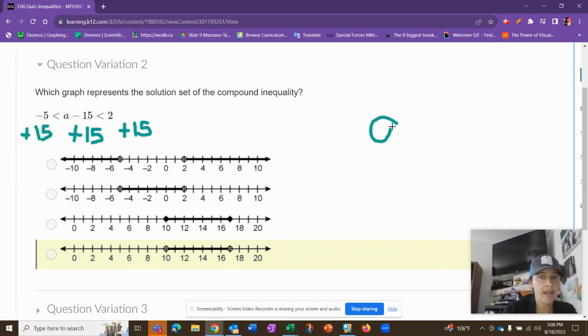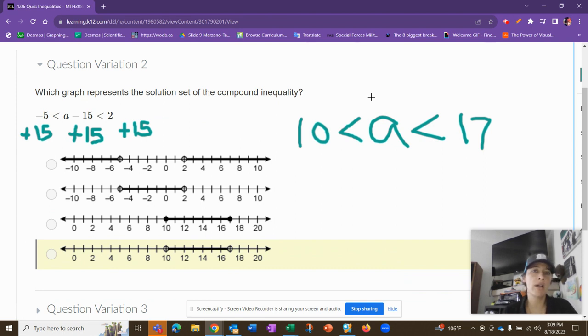So I'm going to come over here. A is in the middle. It's going to be greater than negative 5 plus 15, 10. A is in the middle. It's going to be less than 2 plus 15, 17. You can use a calculator if you're uncomfortable combining positive and negative numbers. By all means, use what resource helps you learn the math.